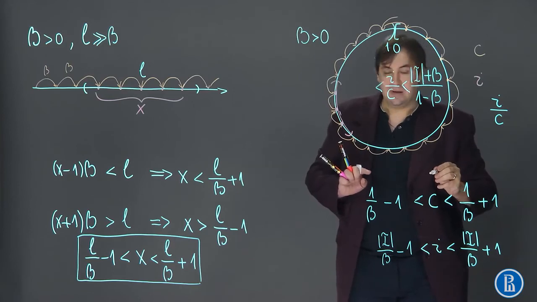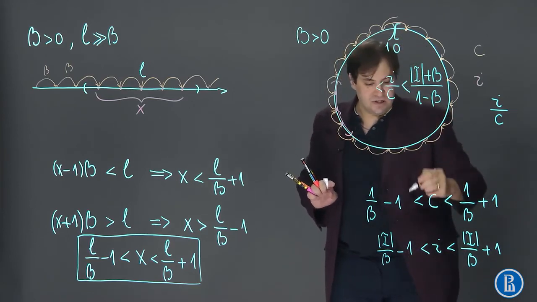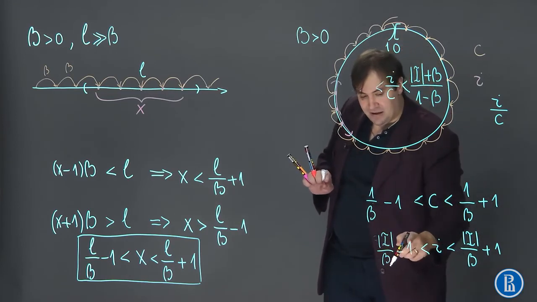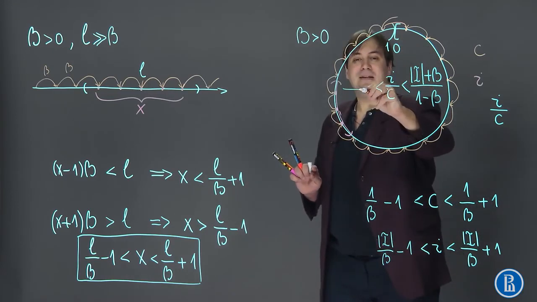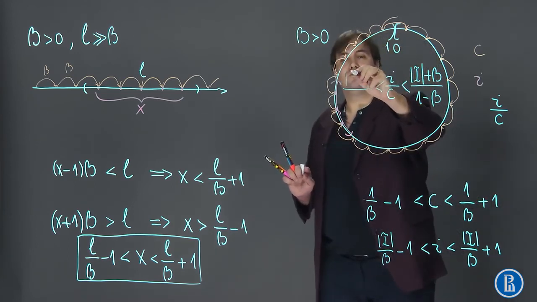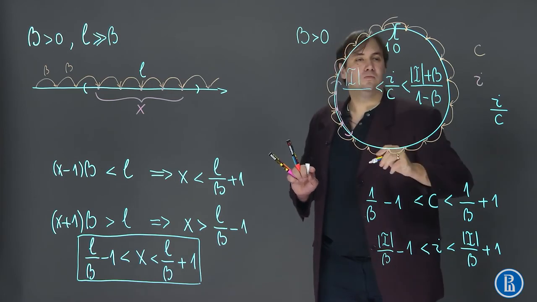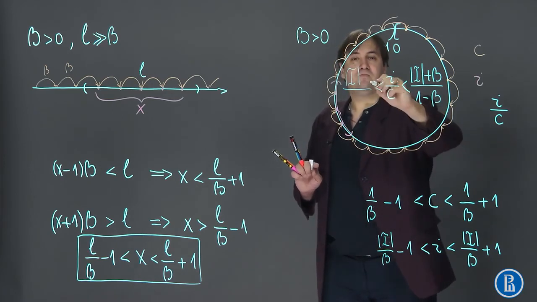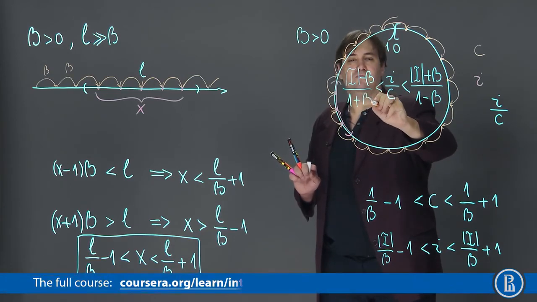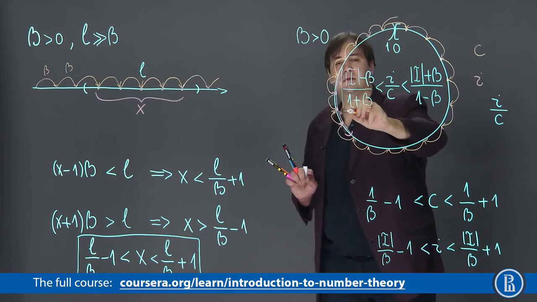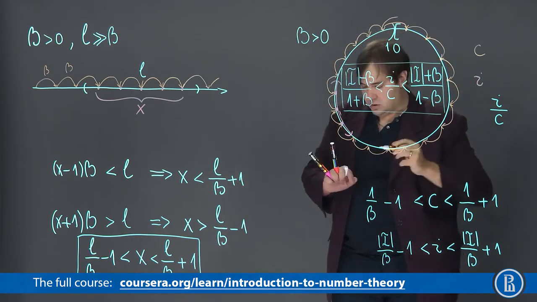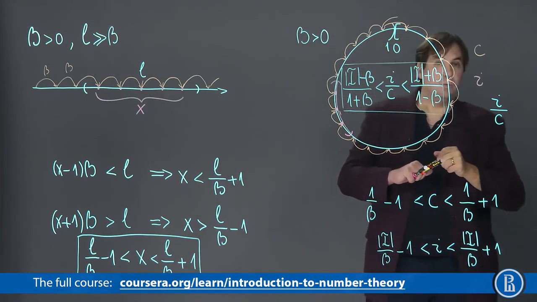And to get the lower estimate for I over C, we need to take the lower estimate for I and divide it by the upper estimate for C. And this is what soon will help us prove Weyl's theorem.